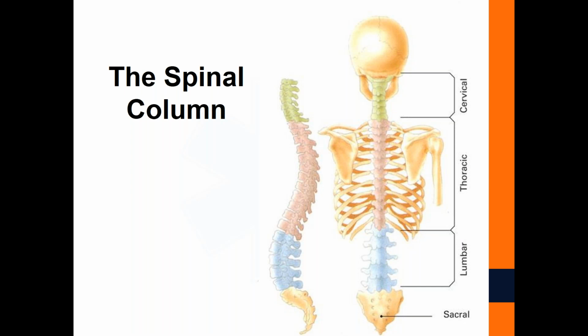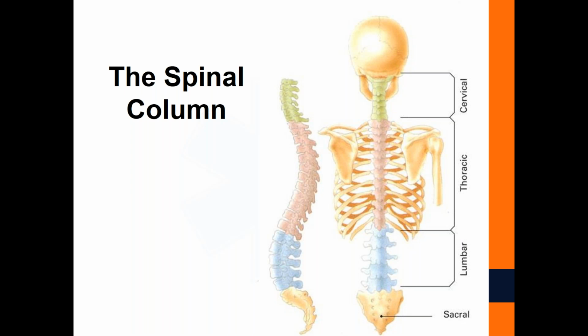So we have the spinal column right here in front of us. We have the cervical vertebrae making up the bones of the neck. There are 7 cervical vertebrae. Since we're not altogether that creative in medicine, they are labeled as C1 through C7. So cervical 1, 2, 3, 4, 5, 6, 7.